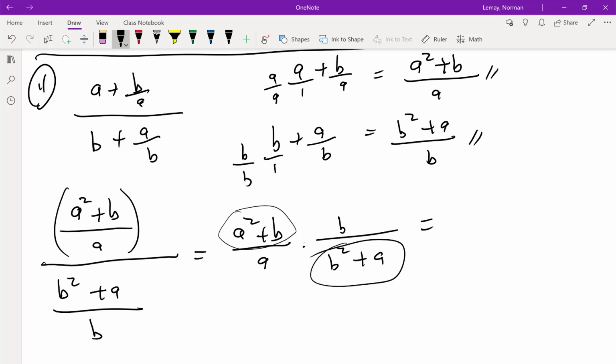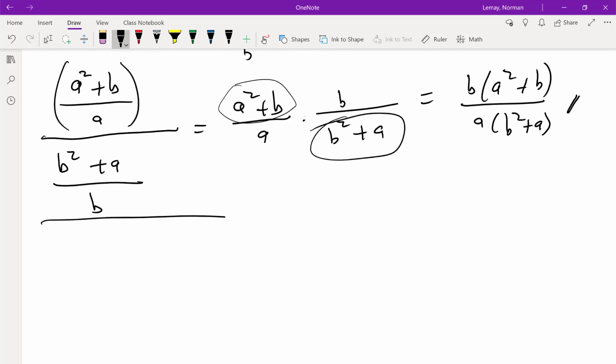The a and the b, nothing can happen there. So here we get b squared plus b divided by a, b squared plus a. And ladies and gentlemen, there you have it. That's in its factored and final form.